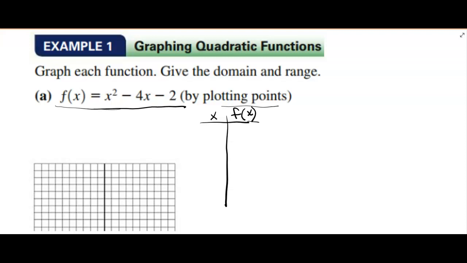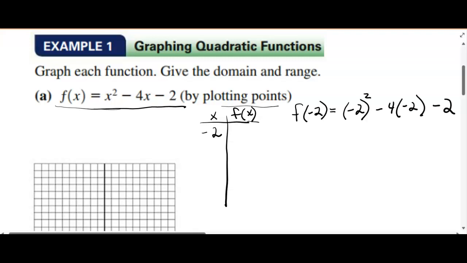Okay, so let's say I put in -2. A lot of times we use -2. Let's see what happens. f of -2 would look like this: -2 squared minus 4 times -2 minus 2. And you can do this for each one of the points you're going to pick. Since we know it's quadratic and it's going to make a parabola, you have to plot enough points to see where the vertex is and get where that curve is going to happen.